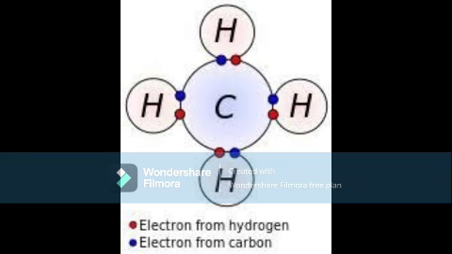Ionic bond: formed by the transfer of electrons between atoms with different electronegativities, resulting in oppositely charged ions that attract each other. Common between metals and nonmetals. Covalent bond: established by the sharing of electrons between atoms with similar electronegativity. It can be polar or nonpolar, depending on the electron distribution.